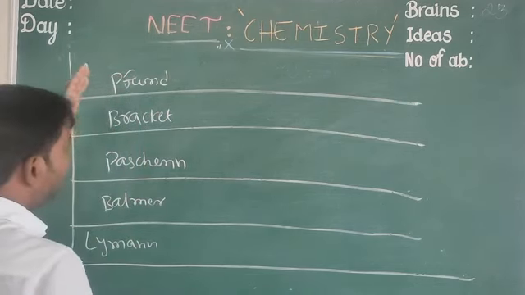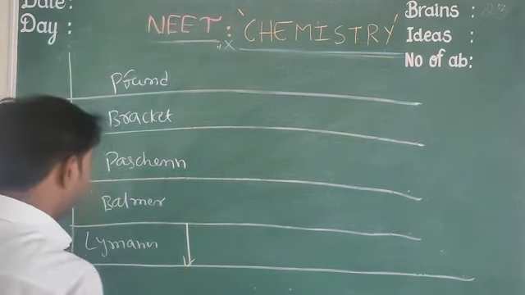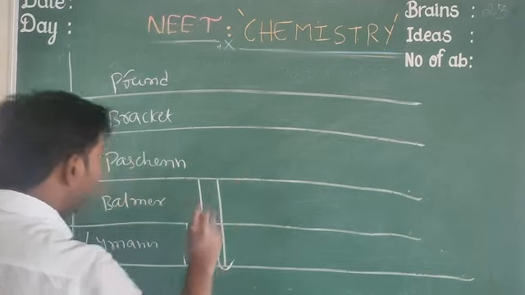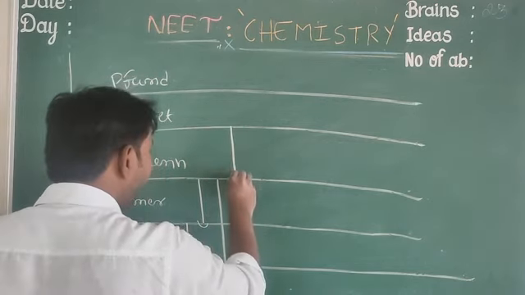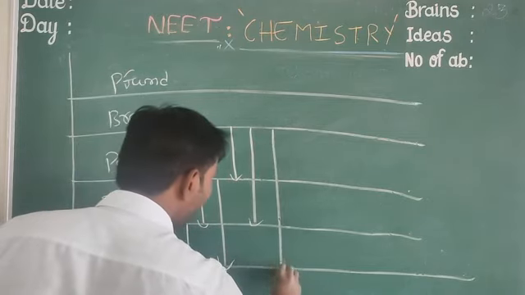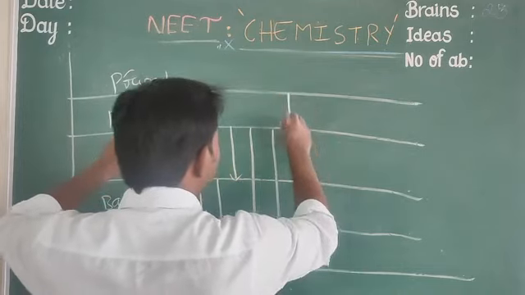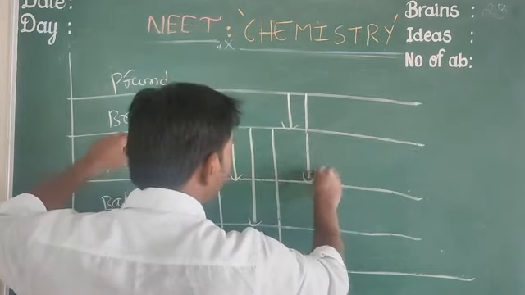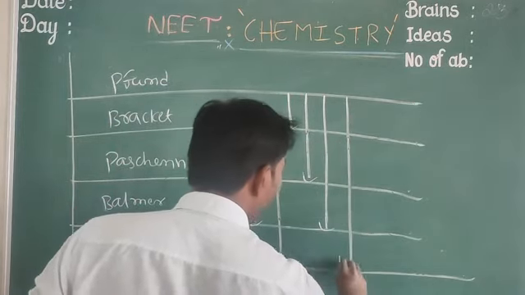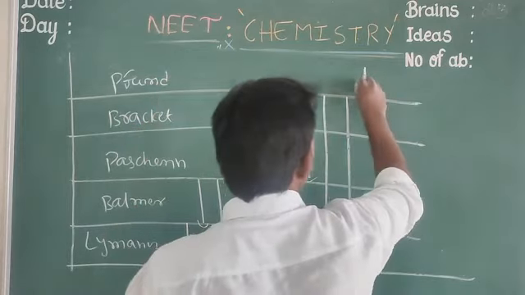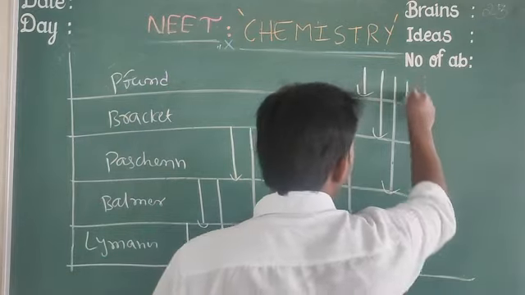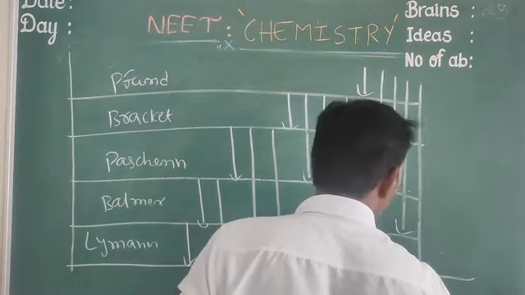Okay, how do transitions take place? Lyman transition. Balmer to Lyman. Then Pascal: Pascal to Balmer, Pascal to Lyman. Brackett: Brackett to Pascal, Brackett to Balmer, Brackett to Lyman. Next, Pfund: Pfund to Brackett, Pfund to Pascal, Pfund to Balmer, Pfund to Lyman.